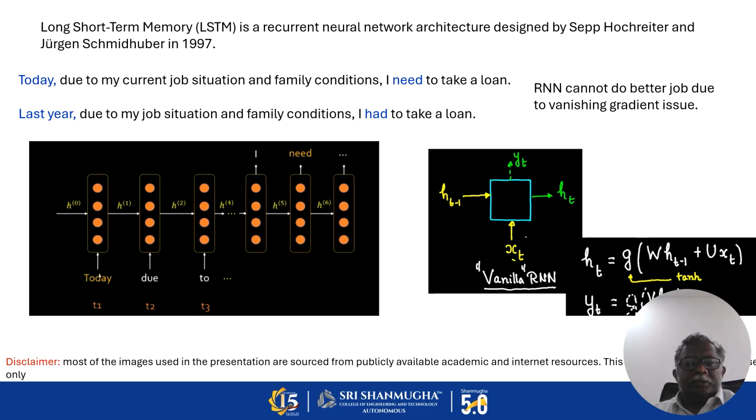If you look at LSTM, it is a type of recurrent neural network architecture developed by these two scientists, Hochreiter and Schmidhuber, in the year 1997. Okay. So, for example, if you look at these two sentences, the word need depends on the word today. So there is a long range dependency.